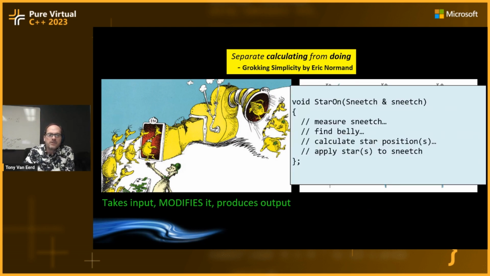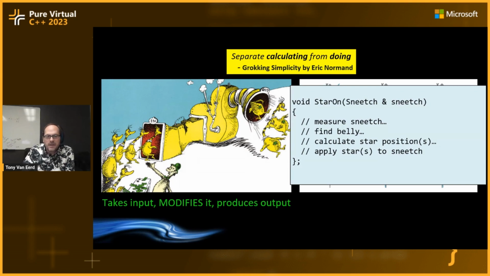If we are going to put stars on sneeches, because who wouldn't want to do that, you can think of the function that does this. You notice it takes a sneech by reference, non-const, and returns void. So it's very much modifying its input directly. I think functions that return void are something to be worried about.